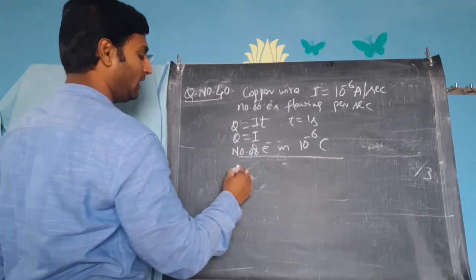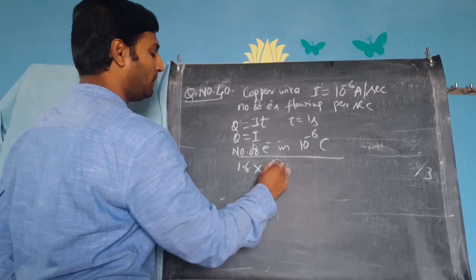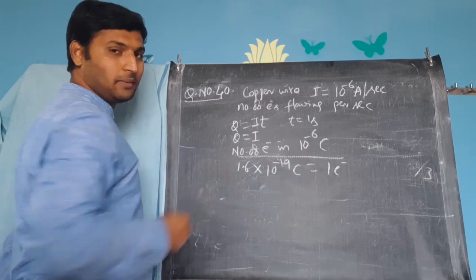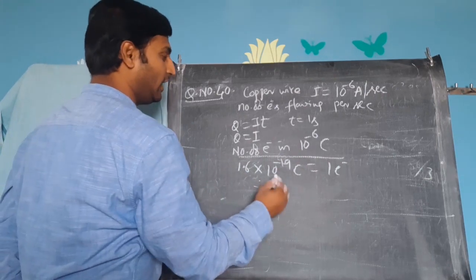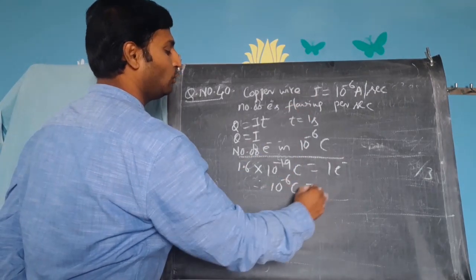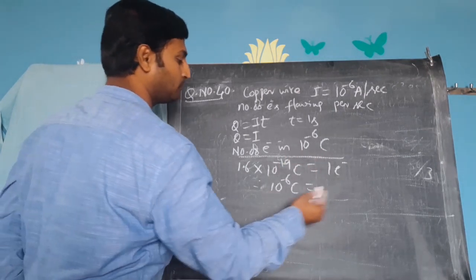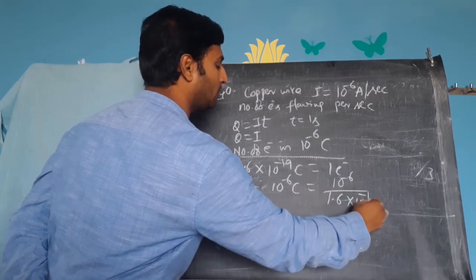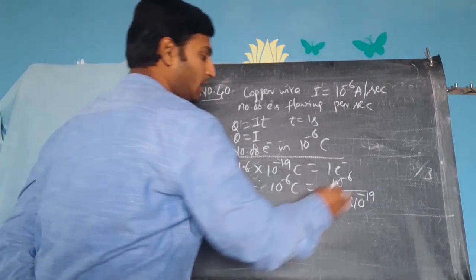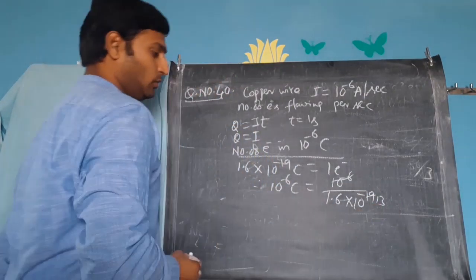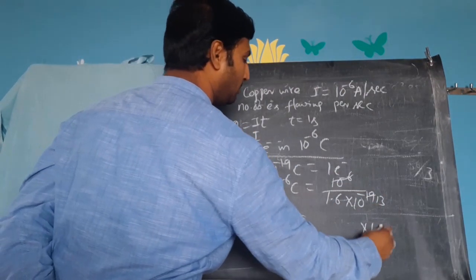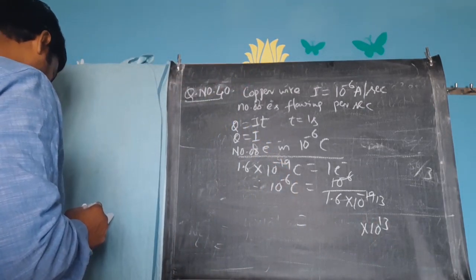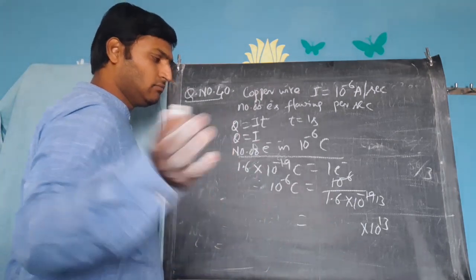Now you know very well that 1.6 into 10 power minus 19 coulombs is the charge of 1 electron. Therefore, how many electrons are in 10 power minus 6 coulombs? That is the question. So, 10 power minus 6 divided by 1.6 into 10 power minus 19. 10 power minus 13 will be left in the denominator. It goes up and becomes 10 power 13. I have not noted down the options here. Let us solve it, and you cross-check with the options.